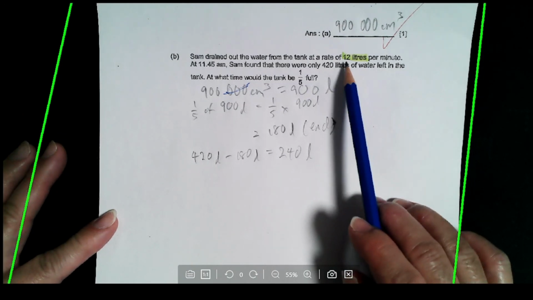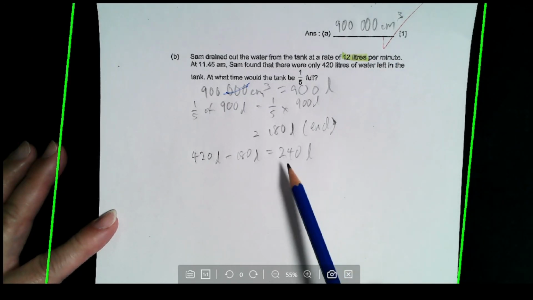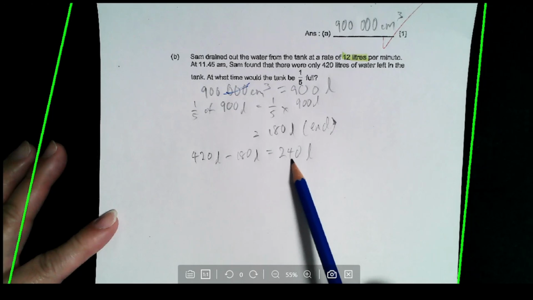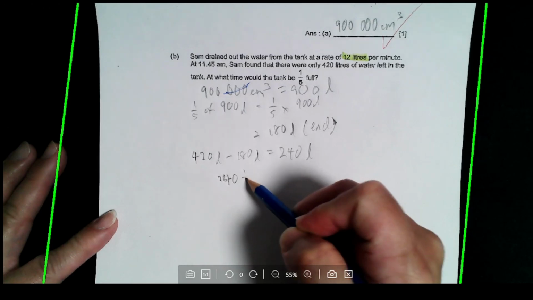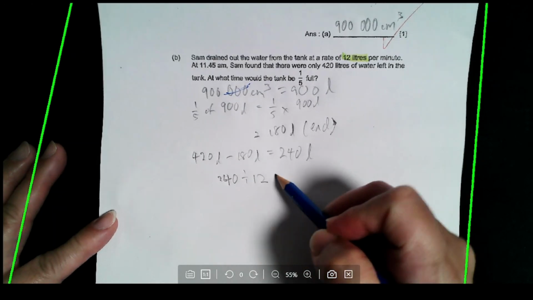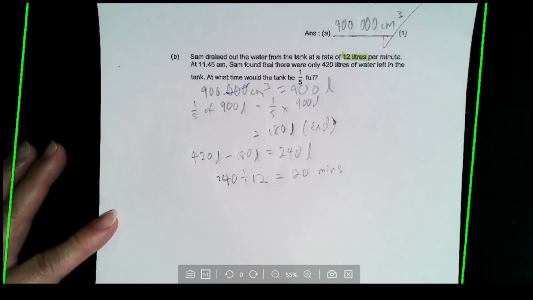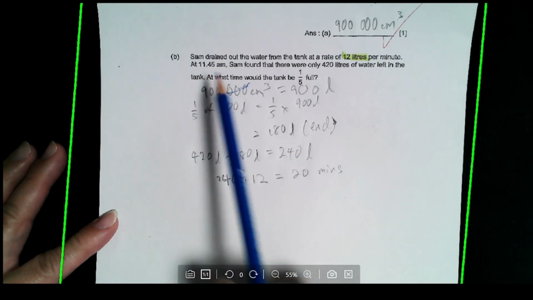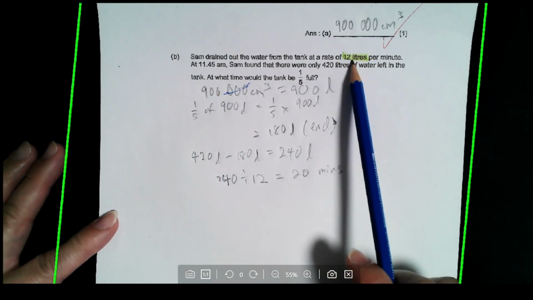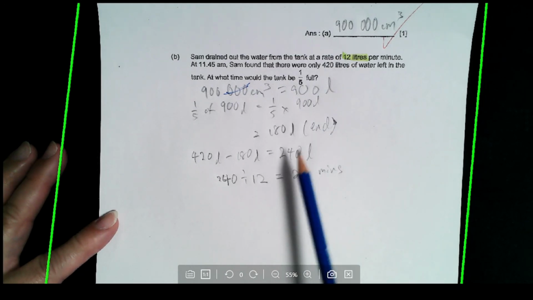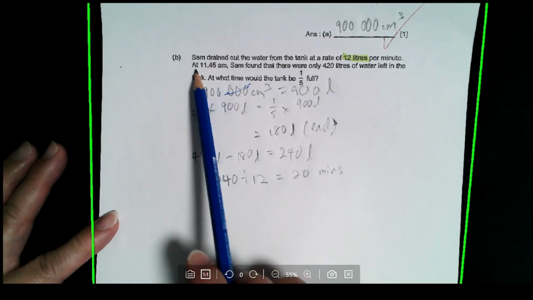And we know that it is flowing out at 12 liters per minute. So how many minutes is it going to take for this 240 liters to flow out completely? 240 divided by 12. You're going to get 20 minutes. Okay? So starting from 11:45, every minute is going to flow out 12 liters. So by the end of 20 minutes, there will only be 180 liters left. So what time would it be? 20 minutes after 11:45.